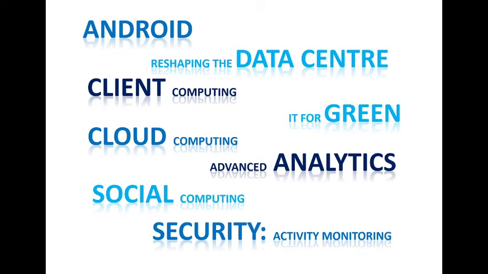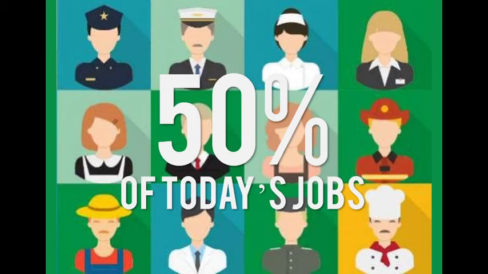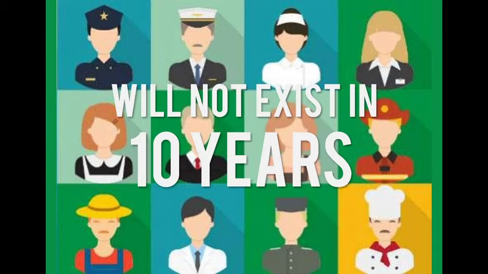Okay, so if you look at these job descriptions, these didn't exist a few years ago. Now let's look at the second fact. The second fact, half of today's jobs are going to become obsolete in the next 10 years. That means that some of the jobs that people are doing today, the kind of jobs that people are involved in, are going to go obsolete.